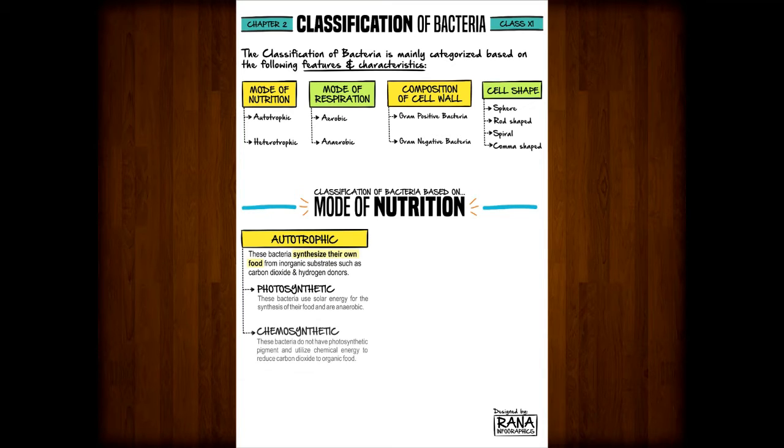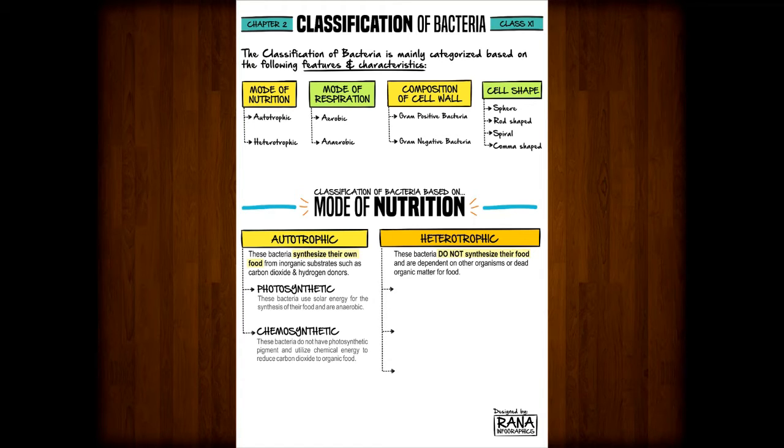Next, we have the chemosynthetic bacteria. These bacteria do not have photosynthetic pigment and utilize chemical energy to reduce carbon dioxide to organic food. Next, we have the heterotrophic bacteria. These bacteria do not synthesize their food and are dependent on other organisms or dead organic matter for food. They are further divided into three categories.